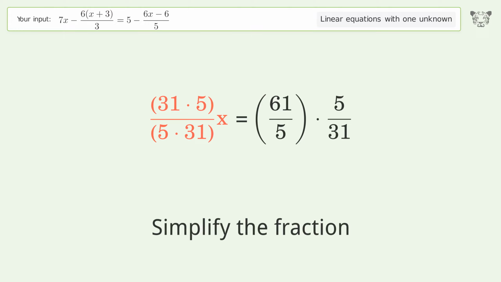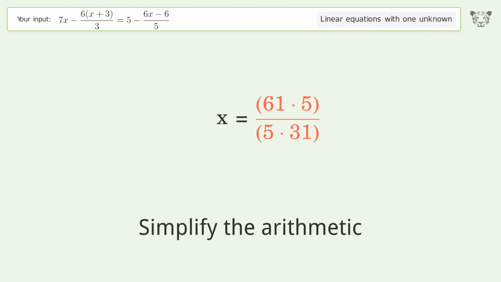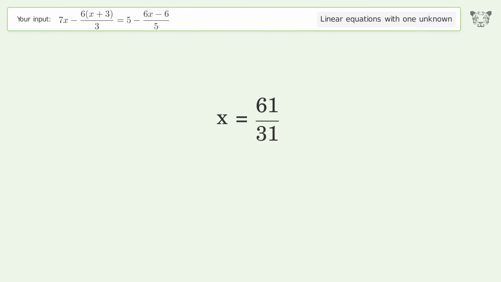Simplify the fraction. Multiply the fractions. Simplify the arithmetic. And so the final result is x equals 61/31.